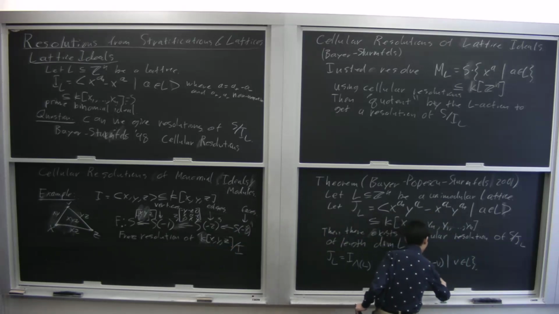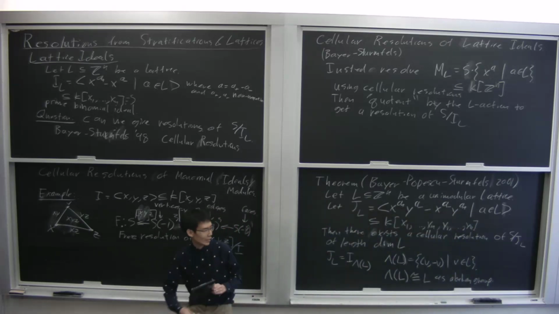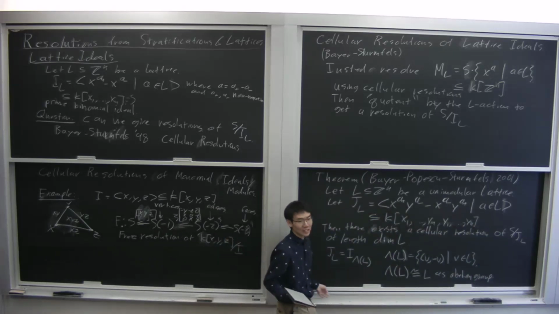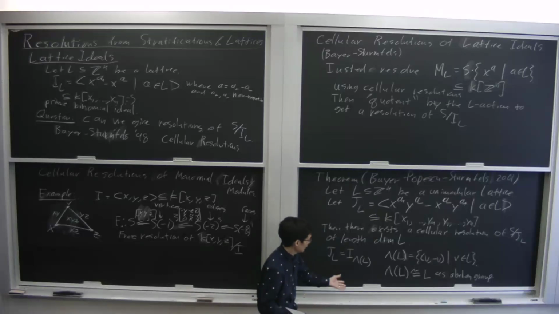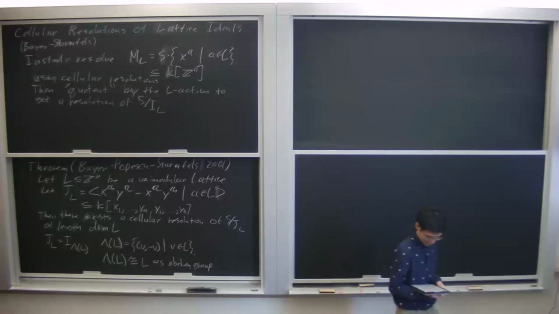But also these are isomorphic as abelian groups, i.e. lattices, but I'm going to be very specific and actually say abelian groups here. But they're isomorphic. Of course, they're embedded in different places. Okay.